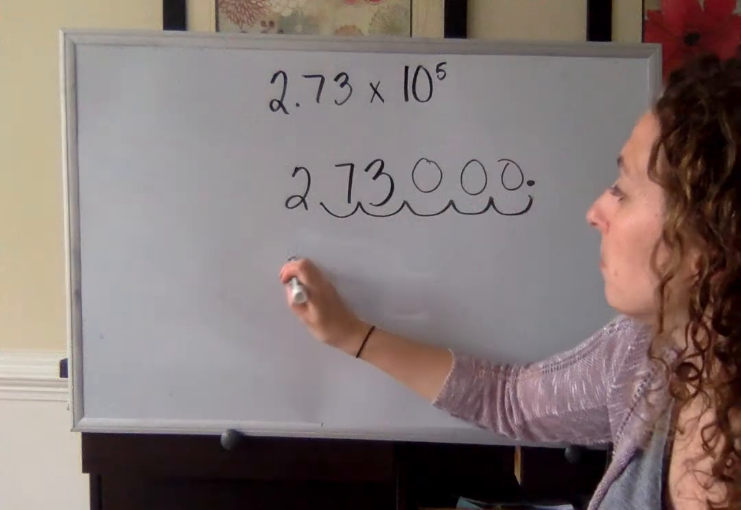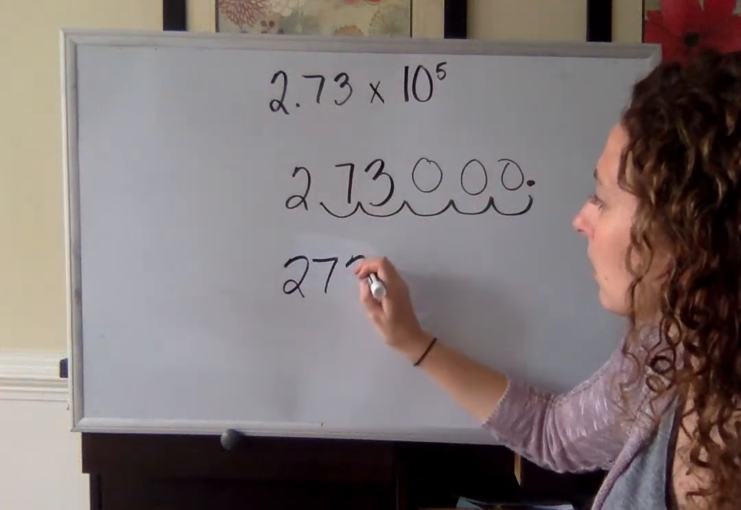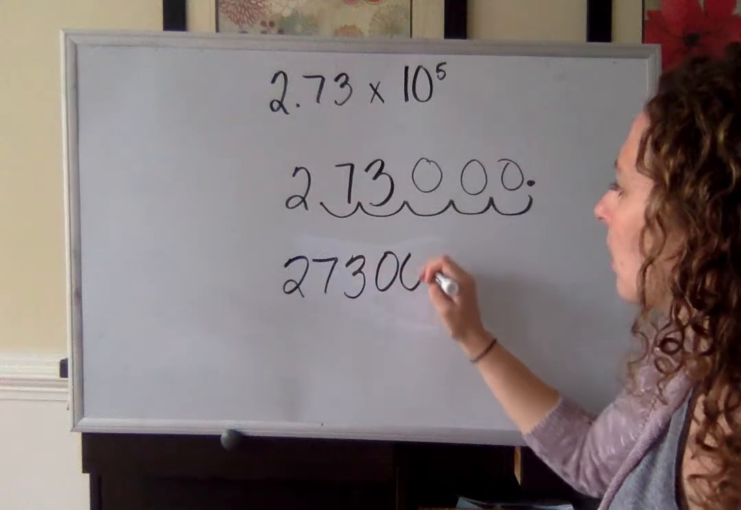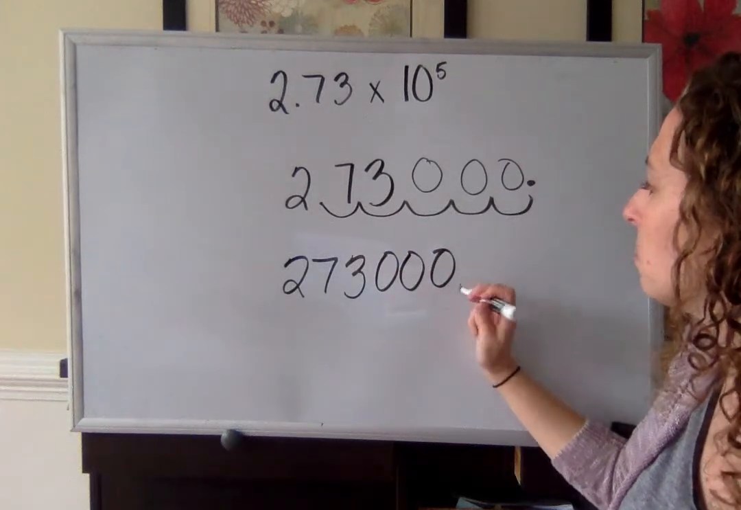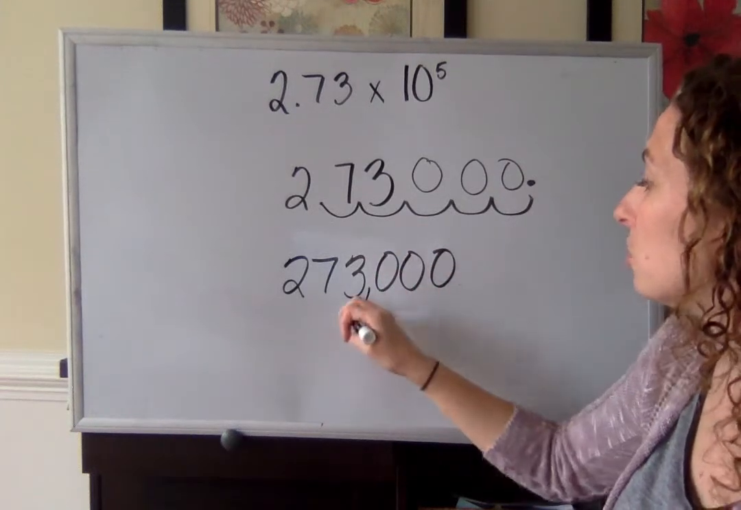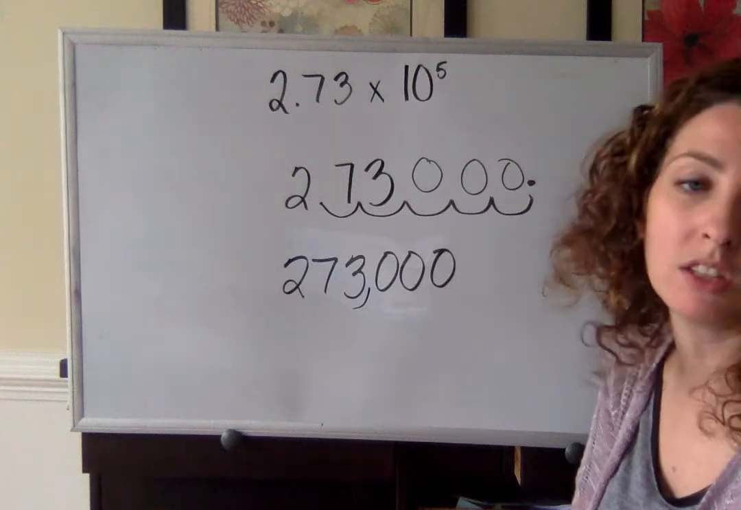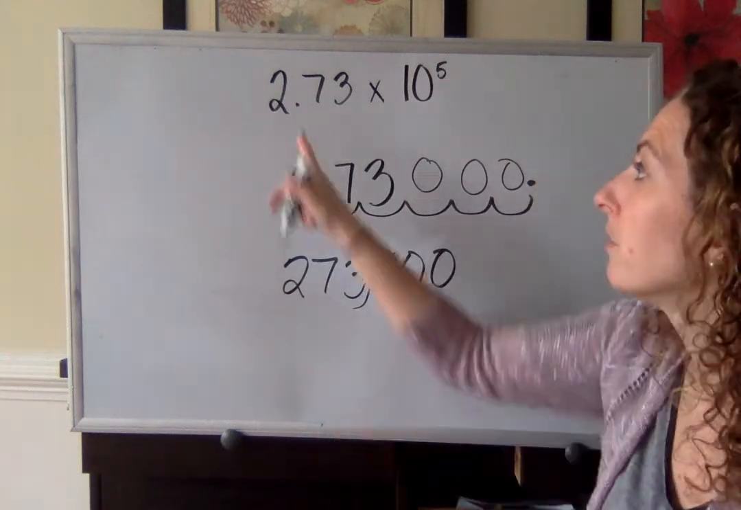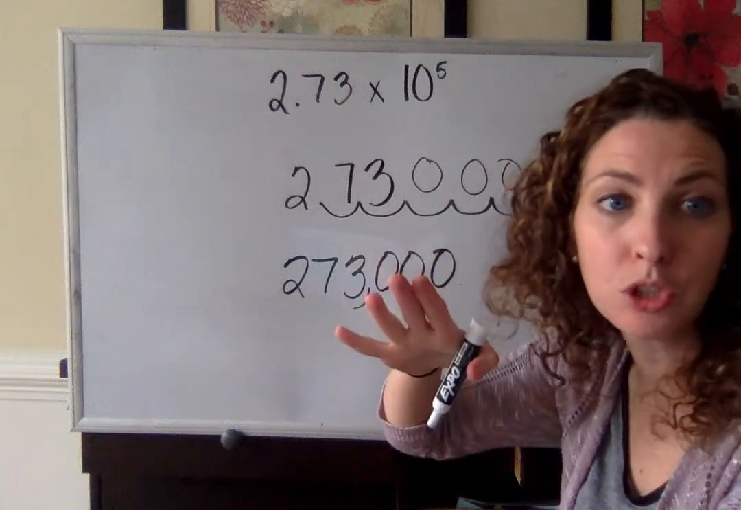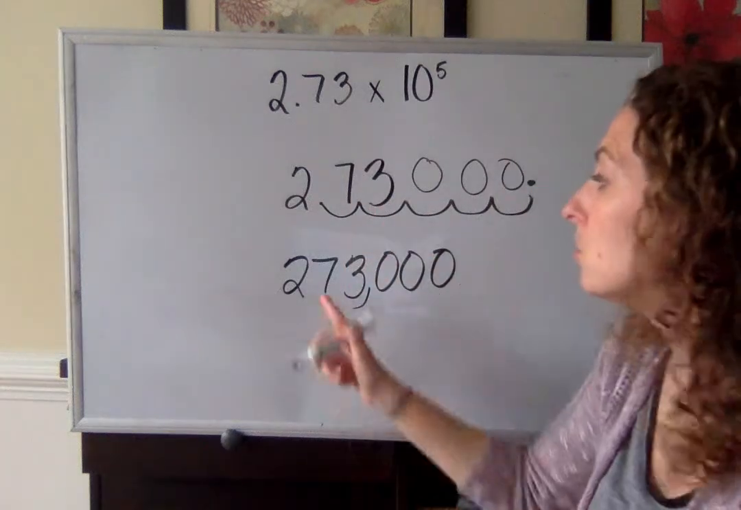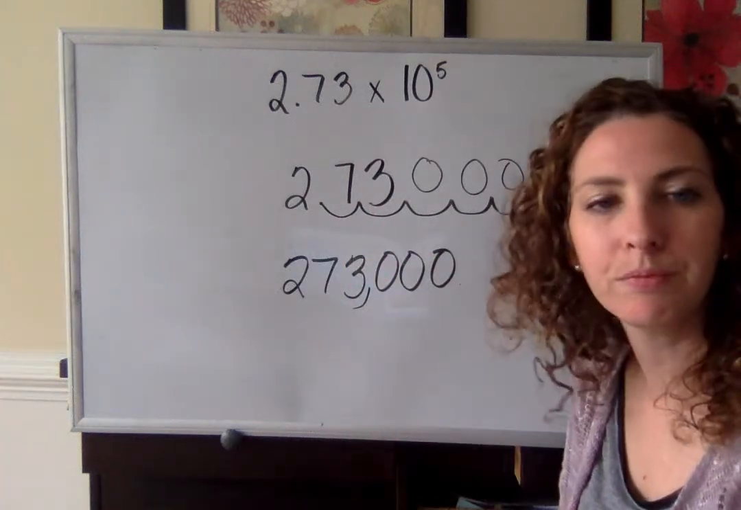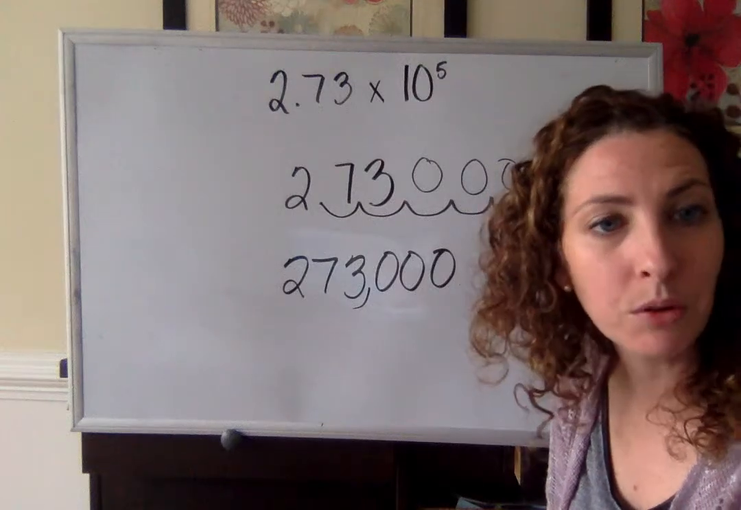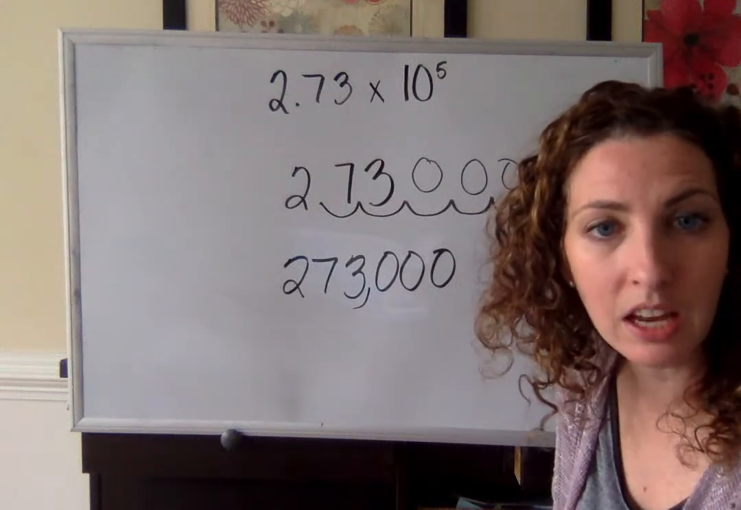So our new number, okay, and that decimal was there, which just means that's a whole number. So 273,000, okay? So we went from 2.73, so like number 2, almost 3, to 273,000. That is multiplying decimals by powers of 10.